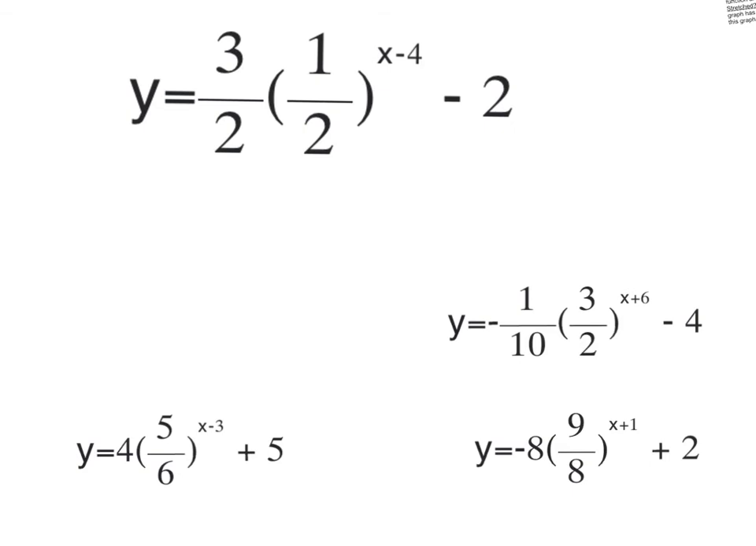What could we say about this? The parent graph is y equals 1/2 to the x power. Notice I ignored the a value. I just jumped to the base and the exponent x. I ignored h and k also. So what else could we say about this? Well, what is the a value? The a value is 3/2.